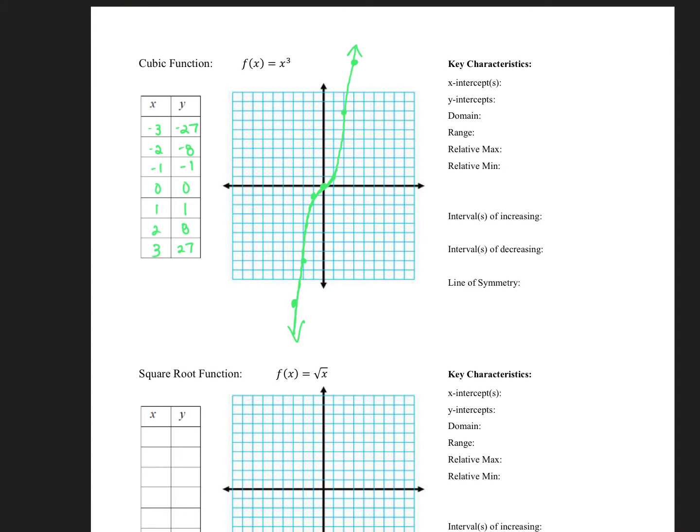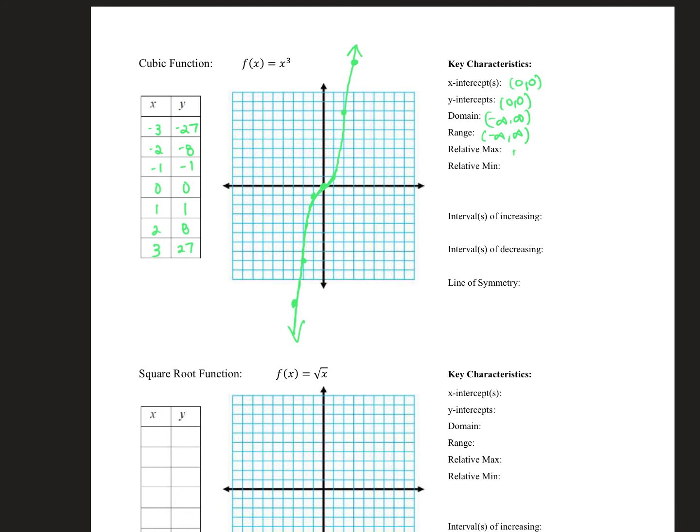X-intercept, so 0, 0. Y-intercept also 0, 0. Domain is all possible x values. Well, take a look at the graph. From the left side, the arrow keeps going down. The right side, the arrow keeps going up. So everything is included in my domain and my range.